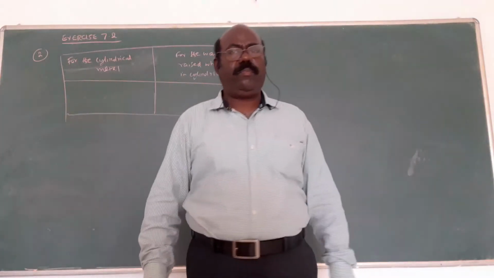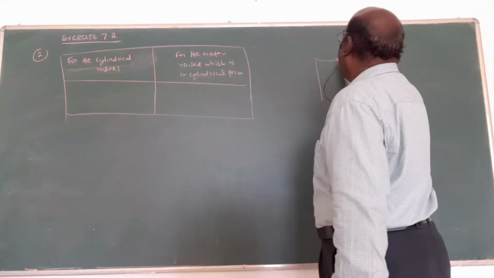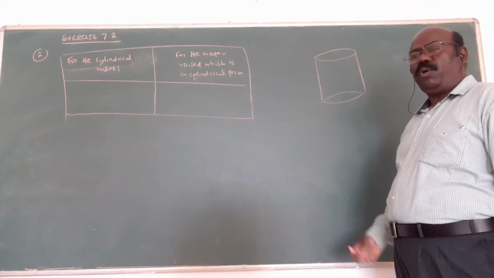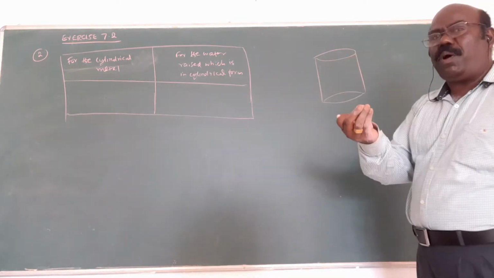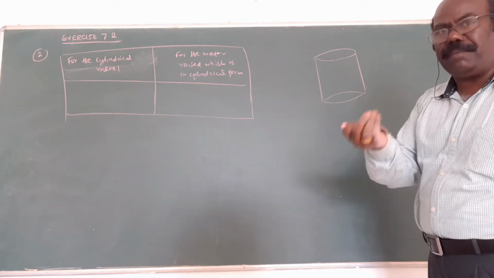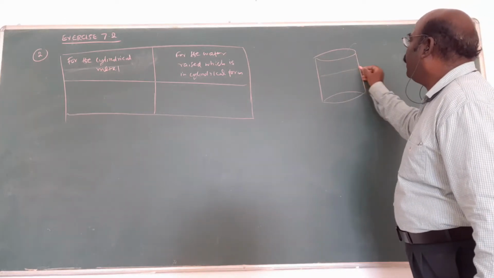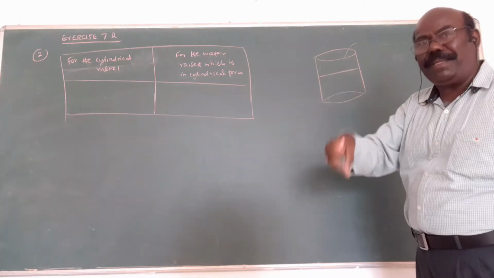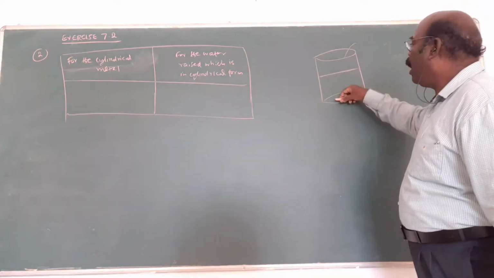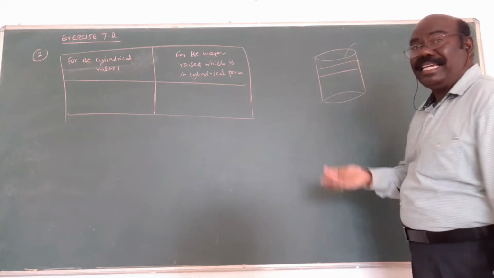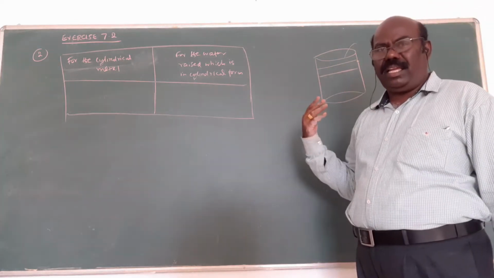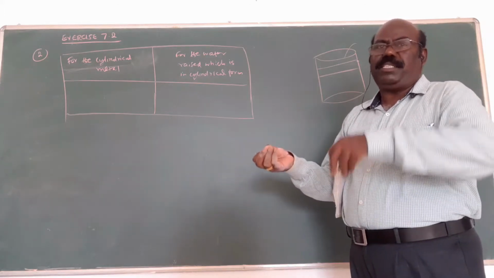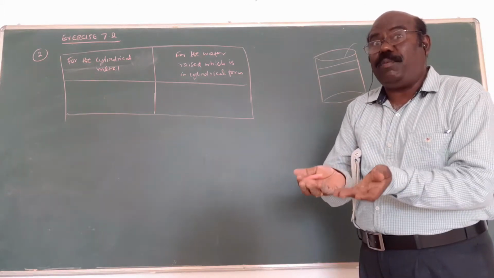Now question number 2. Suppose there is one cylindrical glass, and I want to immerse a small cylindrical metal piece in it. Suppose you drop a metal piece inside that cylindrical container of water, automatically the water level will increase. This is just like the crow story: the crow drops stones in the pot, and automatically the water rises.